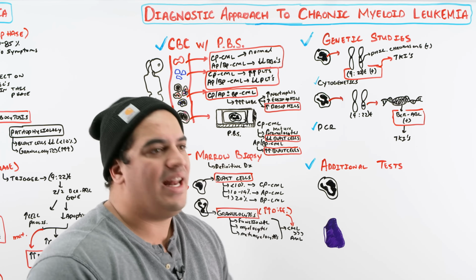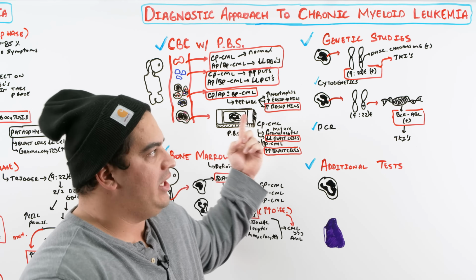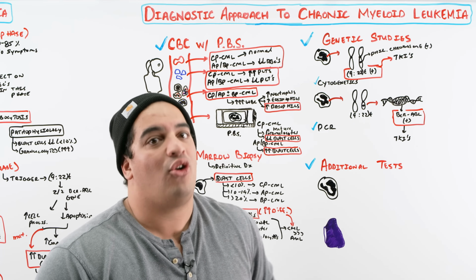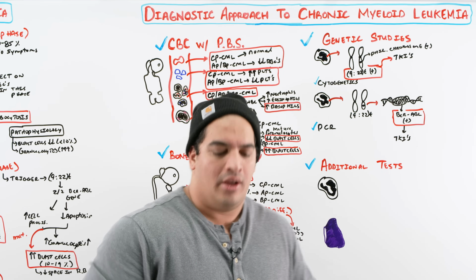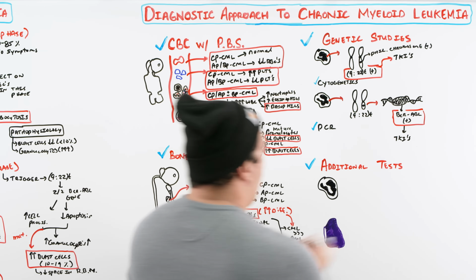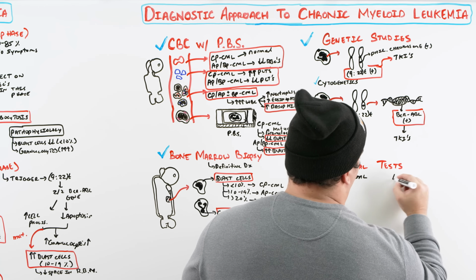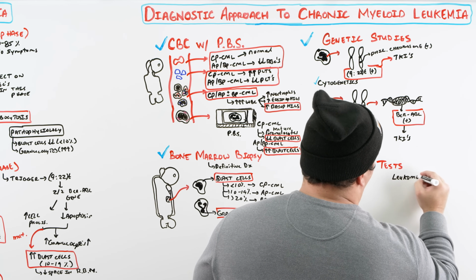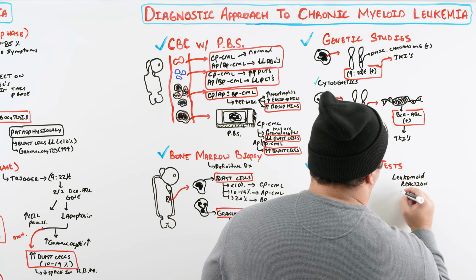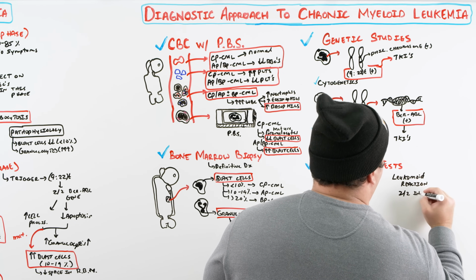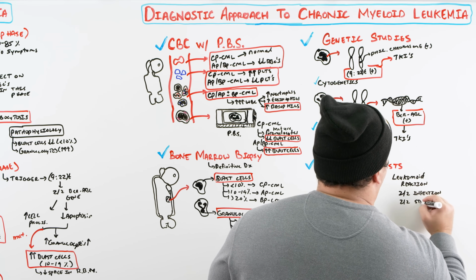Then we can add some additional tests, because sometimes, let's say that you only got a CBC with peripheral blood smear and you found that they had a crazy high white cell count, and they also have an infection going on. There are two different things that can happen here. One is you can see CML, and the other is something called a leukemoid reaction. This is usually seen secondary to infection, or it can be secondary to stress.